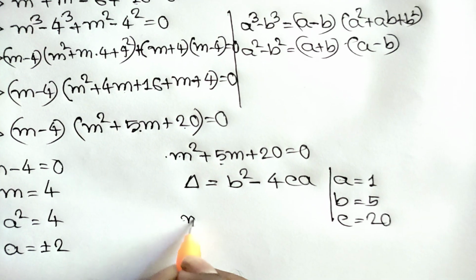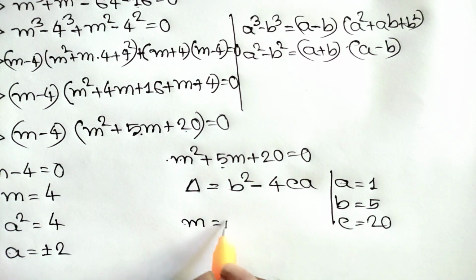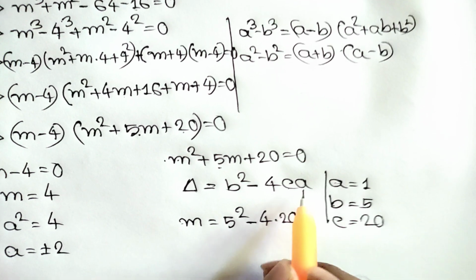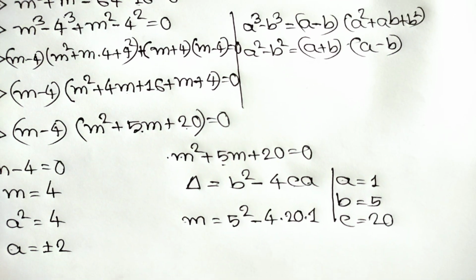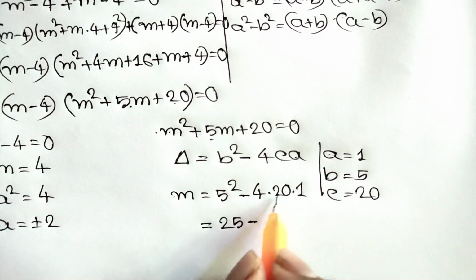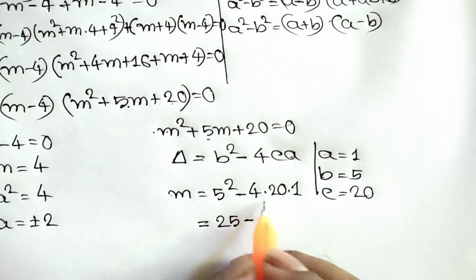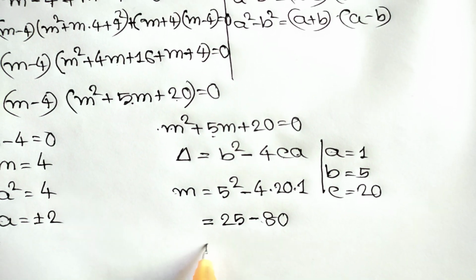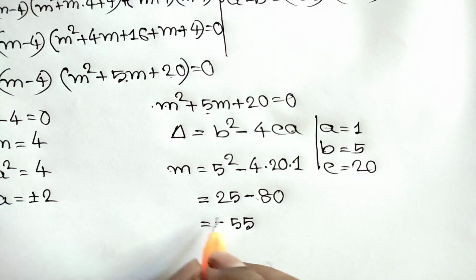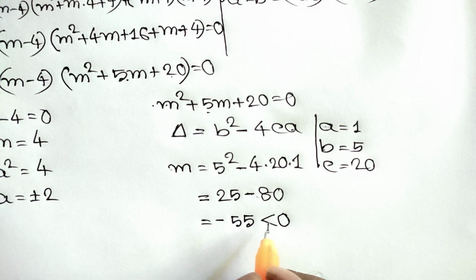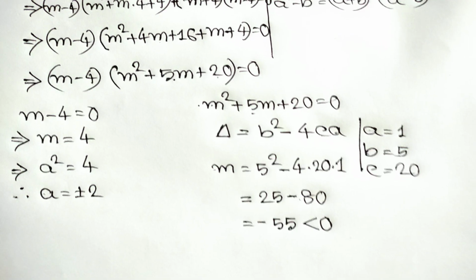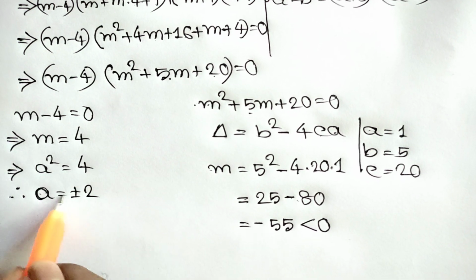So delta is equal to b, that means 5, so we can write here 5 square minus 4 times c, that means 20, and a, that means 1, is equal to 5 square, that means 25, minus 4 times 20 times 1, that means 80, is equal to 25 minus 80, that means negative 55, which is less than 0. So there is no real solution. So finally, the value of a is equal to plus or minus 2.